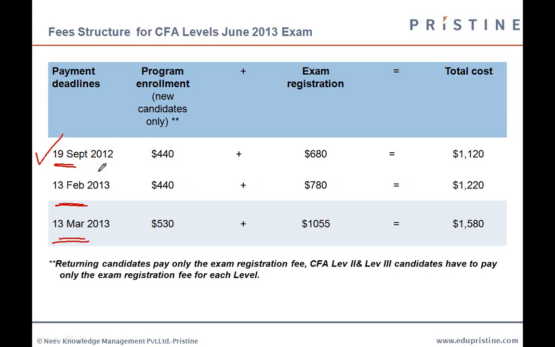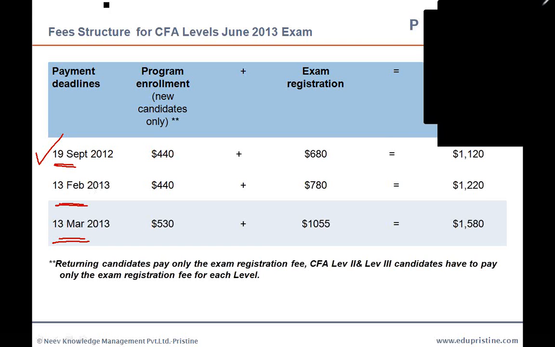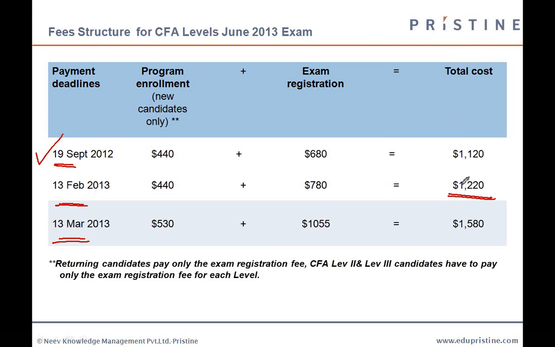So I think most of us would have already lost the 19 September deadline. So the next best deadline is 13 February. Before 13 February, if you register, you will only end up paying $1,220. If you miss the 13th Feb deadline, then you have to pay a higher amount, a good $350 more. Of course, you can do the mathematics when you convert that to rupee. So the earlier you register, the better it is.